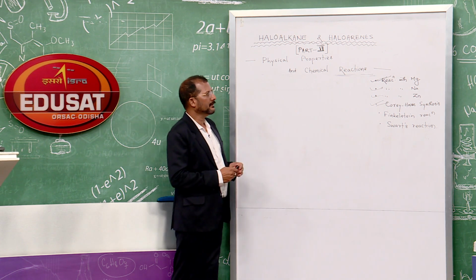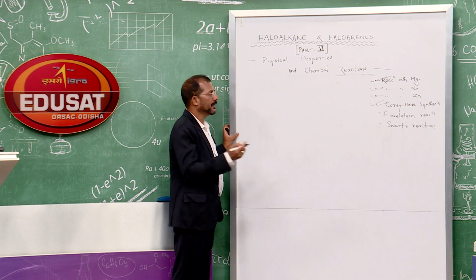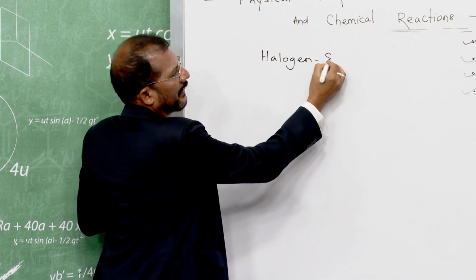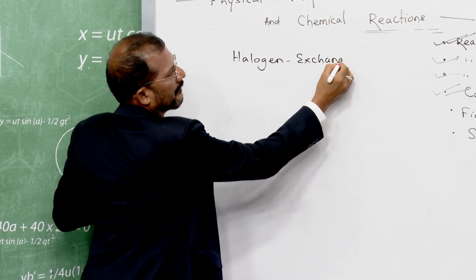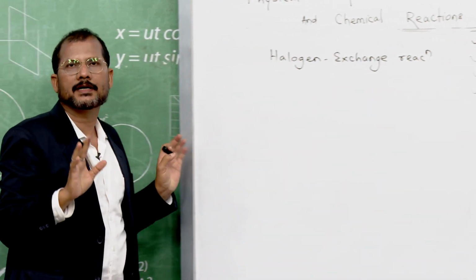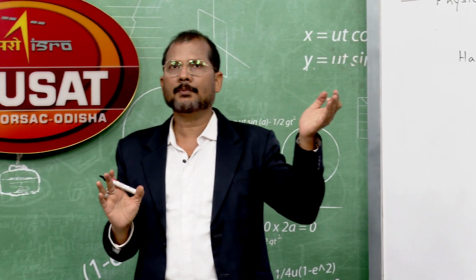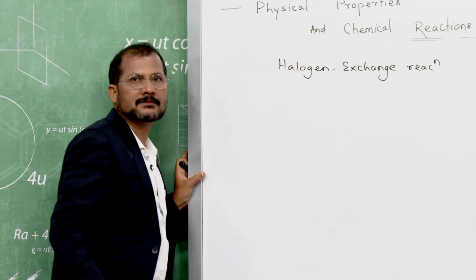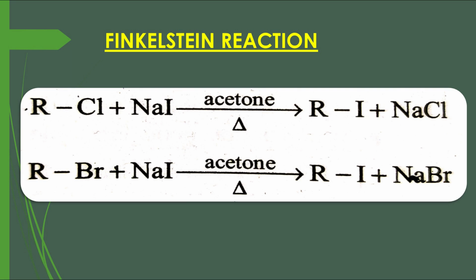Now we will go to the other two types of reactions, called halogen exchange reactions. These are not at all difficult, we have already read them in the preparation part of the alkyl halides. The first one is the Finkelstein reaction. Look at the screen. Alkyl chloride and bromide, when treated with sodium iodide in the presence of acetone, produce alkyl iodide.